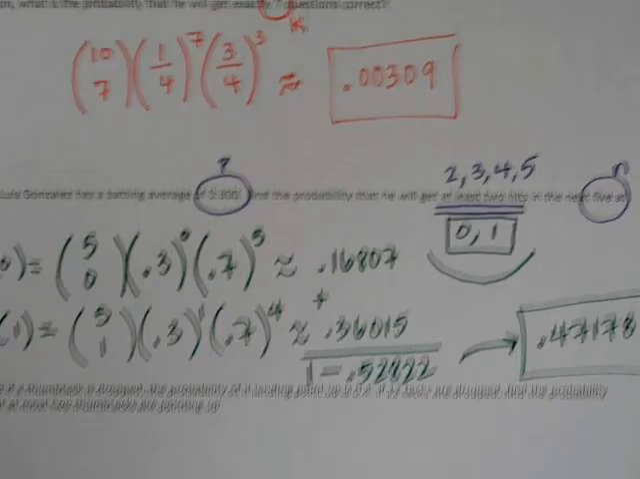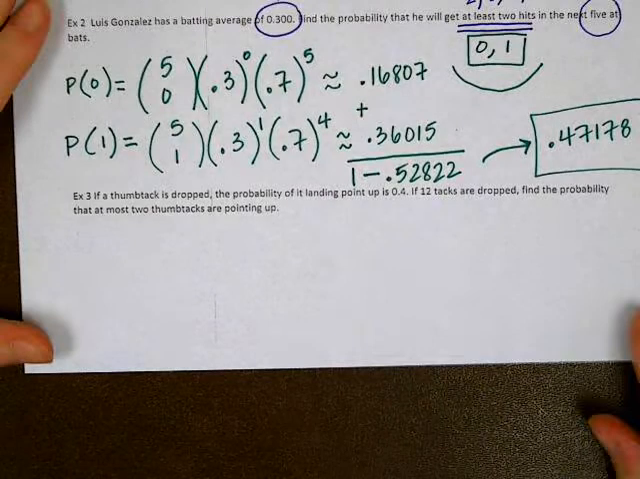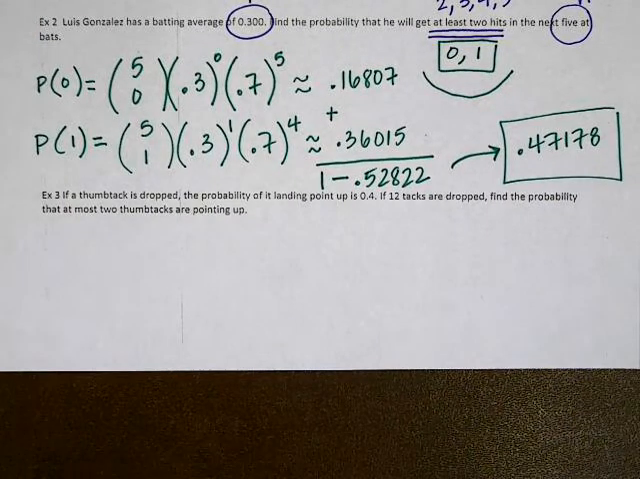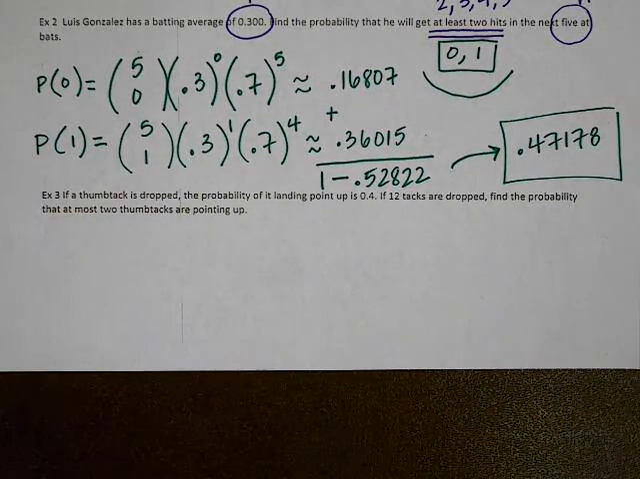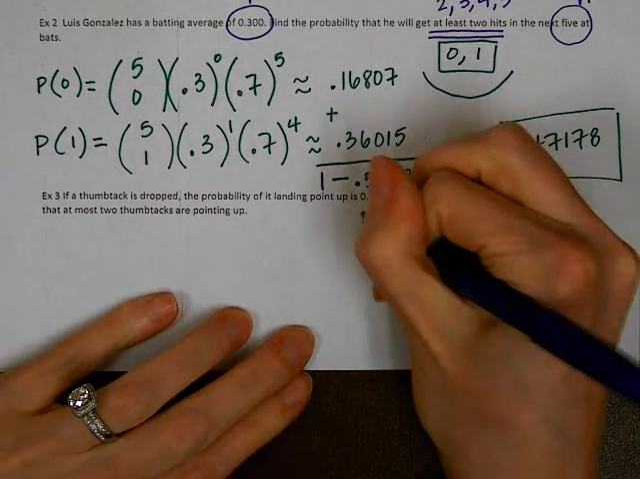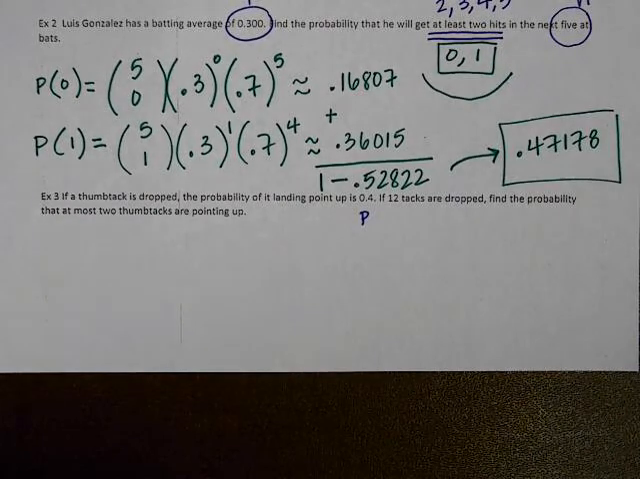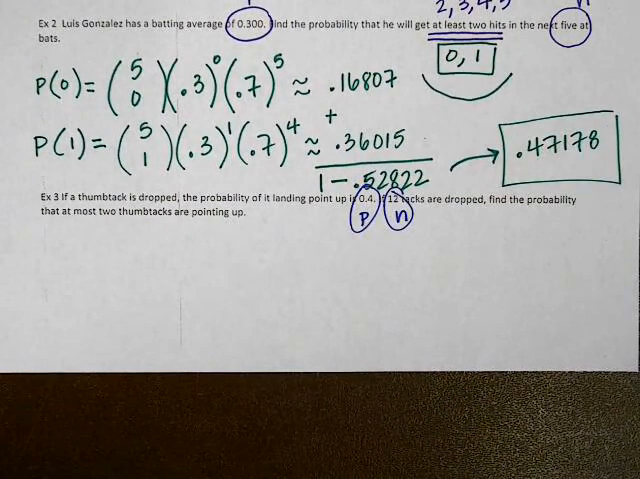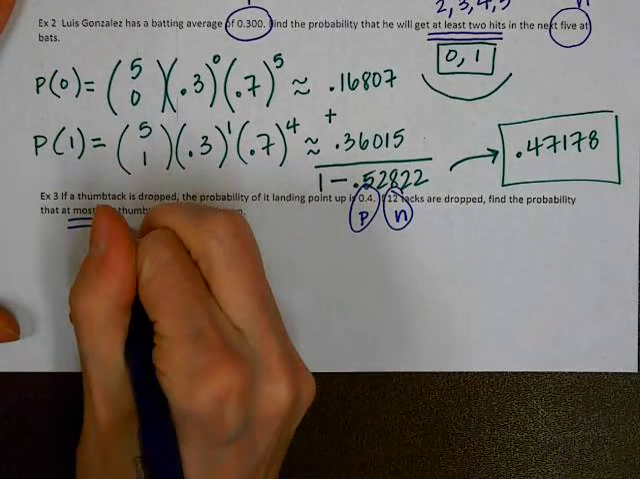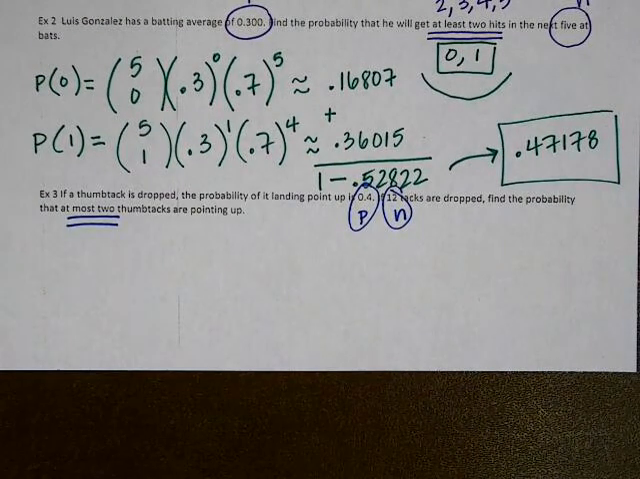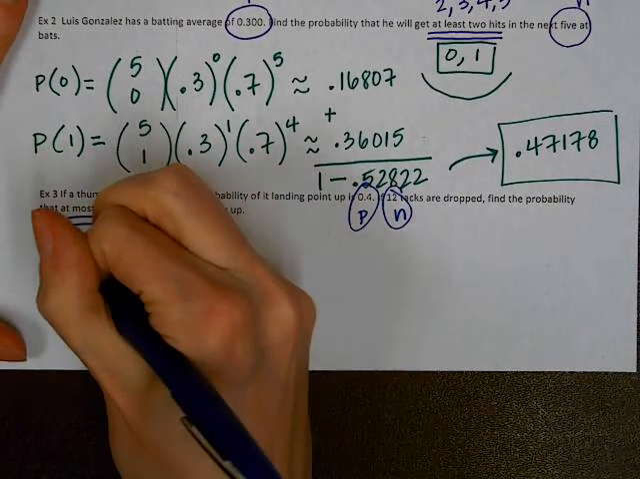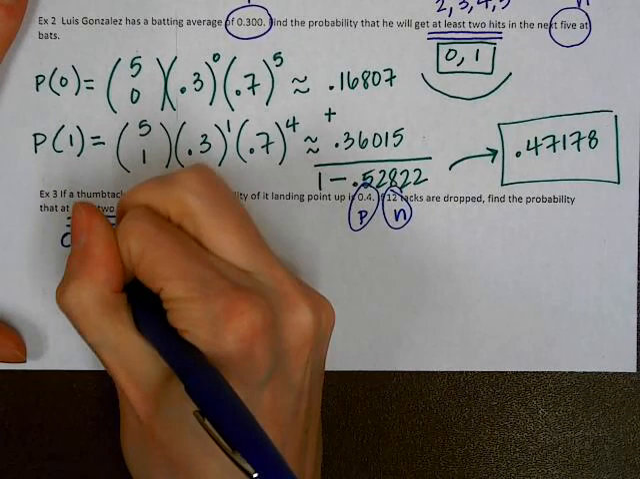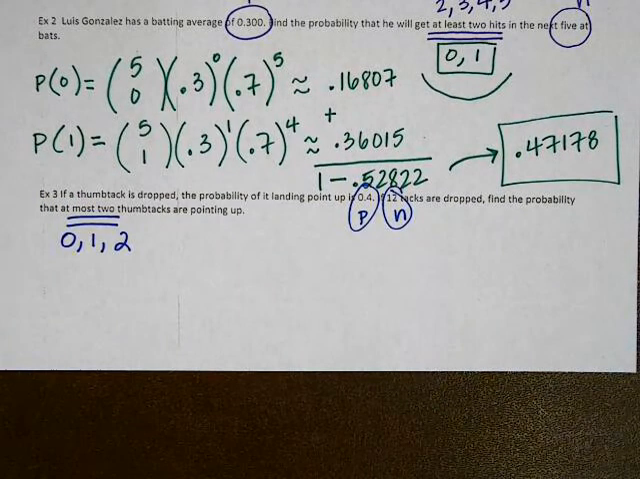All right, moving on to example 3. If a thumbtack is dropped, the probability of it landing up is 0.4, so that's P. If 12 tacks are dropped, that's N. Find the probability that at most 2 thumbtacks are popping up. So what does at most 2 really mean? At most 2 means either you want 0, 1, or 2 thumbtacks popping up.